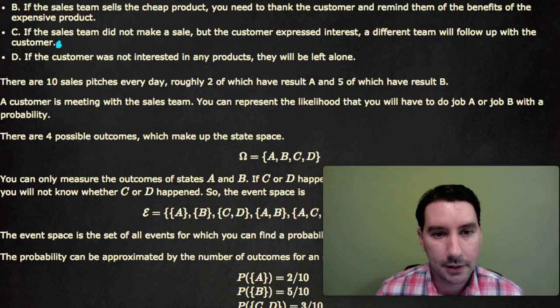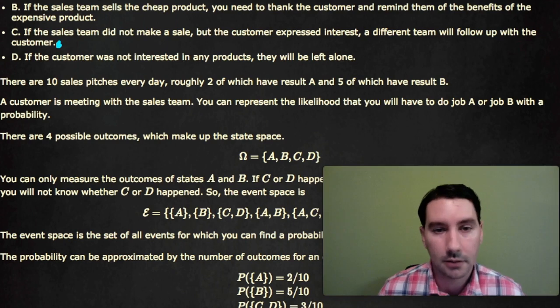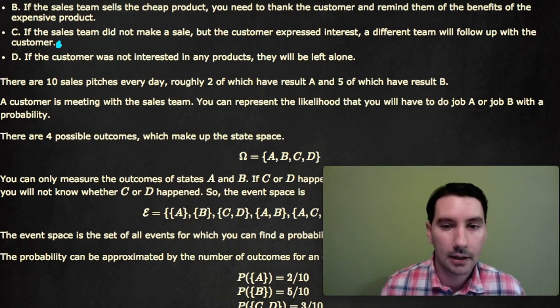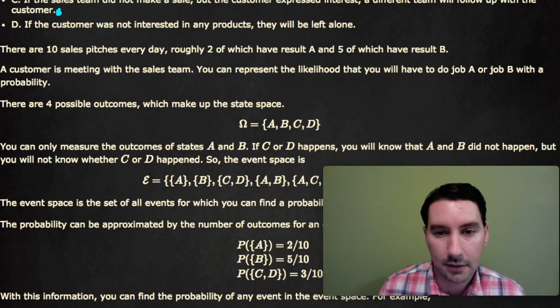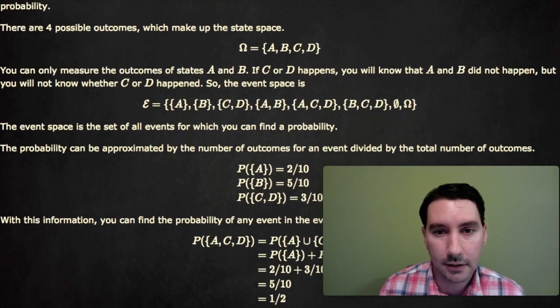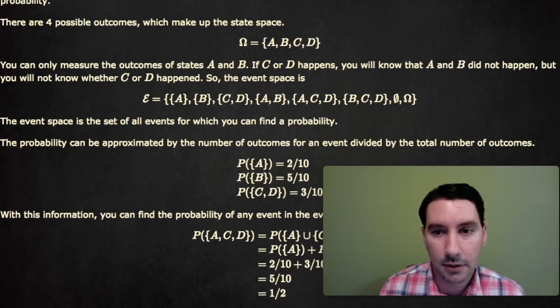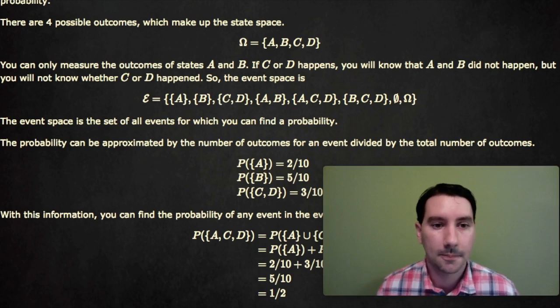There are roughly 10 sales pitches a day, 2 of which usually have a result of A, and about 5 times you'll get a result of B. So 7 out of 10 times you have to do something. Now a customer is about to meet with the sales team, and you want to represent the likelihood that you'll have to do job A or job B with a probability. There are 4 outcomes that make up the sample space. The sample space is A, B, C, or D. The customer is going to do one of those 4 things.